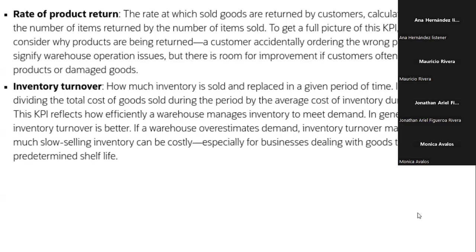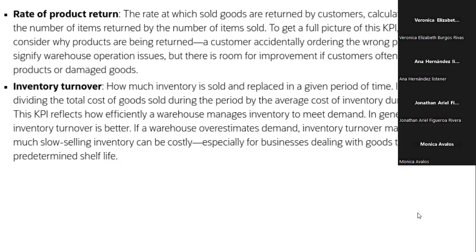Yes, teacher. Inventory turnover. How much inventory is sold and replaced in a given period of time? It's calculated by dividing the total cost of goods sold during the period by the average cost of inventory during that period. This KPI reflects how efficiently a warehouse manages inventory to meet demand. In general, higher inventory turnover is better. If a warehouse overestimates demand, inventory turnover may be low. Too much low selling inventory can be costly, especially for businesses dealing with goods that have a predetermined shelf life. Very good. Shelf. Perfect thing.